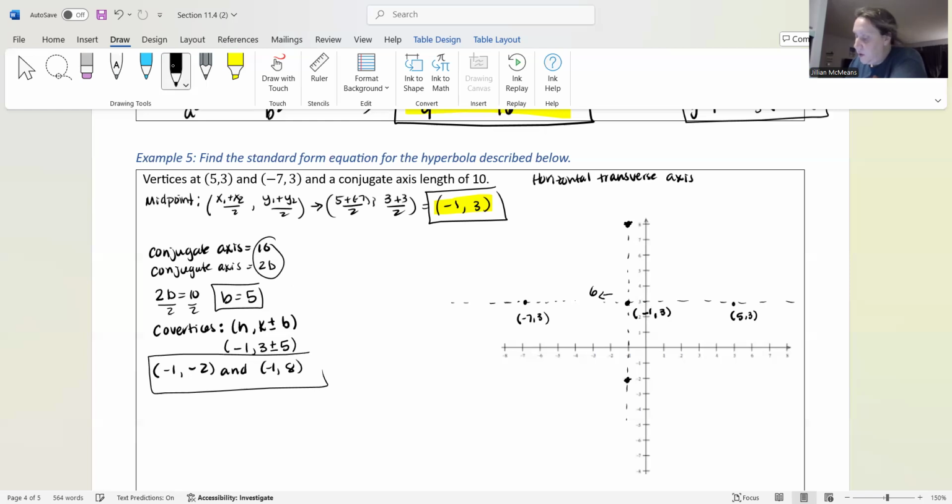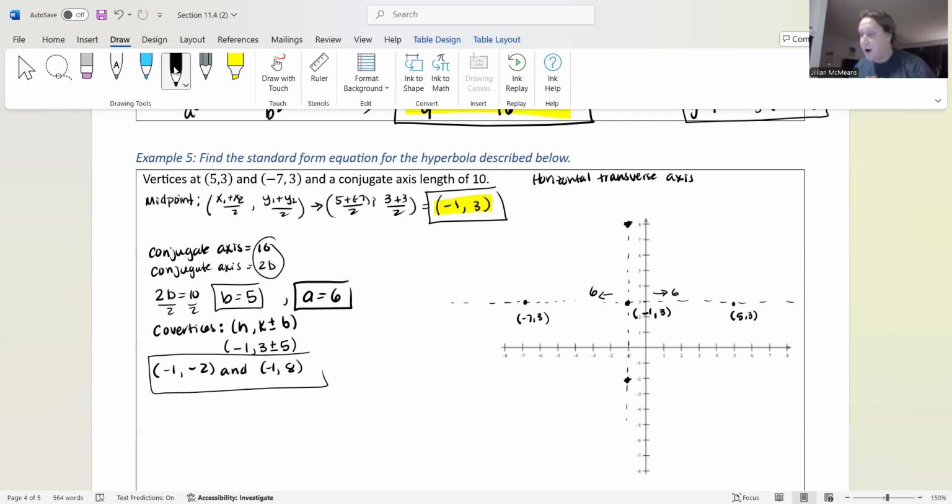Okay, and to go from -1 to 5, I would go forward 6. So we can now say, hey, you know what? A is 6. There are other ways you could find it, but that's going to be the easiest way, just sort of count. You know the two vertices, you know the center, so we know what A is.